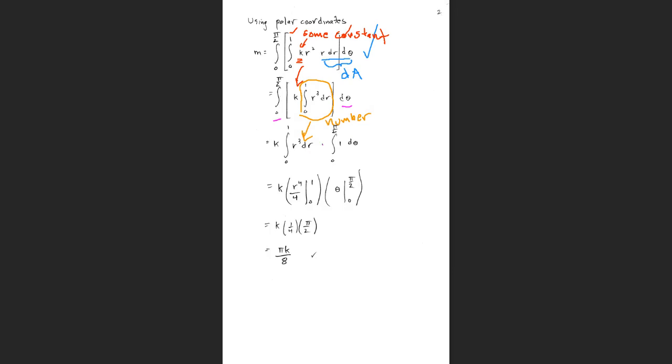So essentially, this double integral can be expressed as a product of two single integrals. Now, this can't always be done, but in this case, we can do it. And we work it out, and we end up getting a mass of pi times k over 8. Are there any questions?